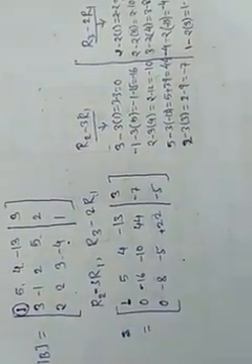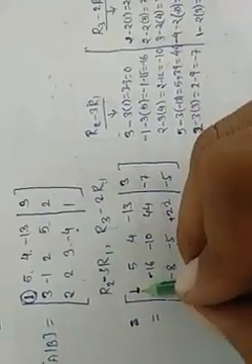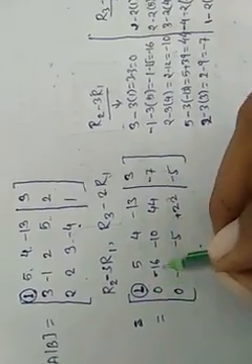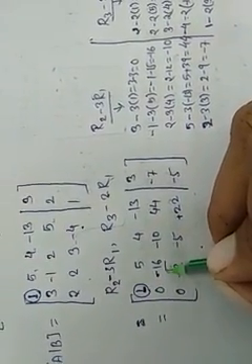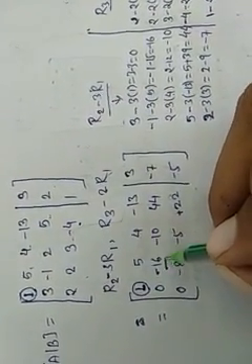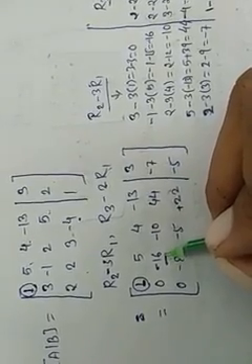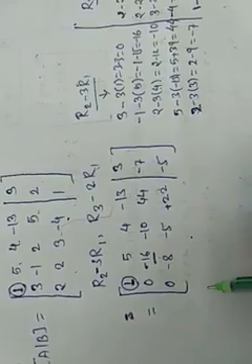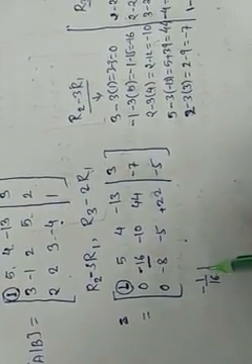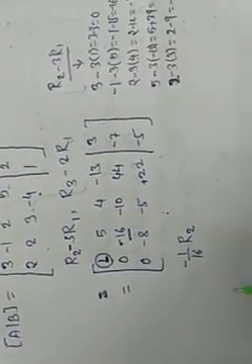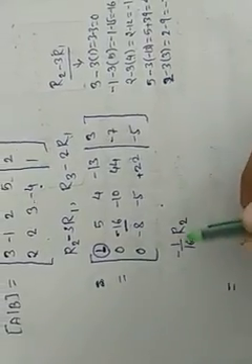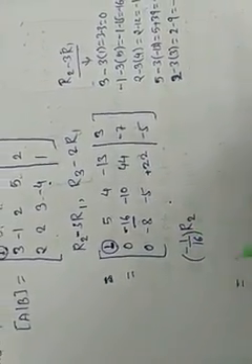Okay, now here we get the first leading one. Here it is a non-zero value, so we can make this a 1 by multiplying the second row by minus 1 upon 16. So we get minus 1 upon 16 multiplied by the second row.